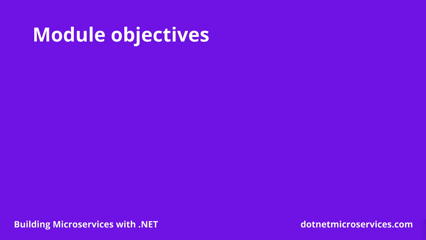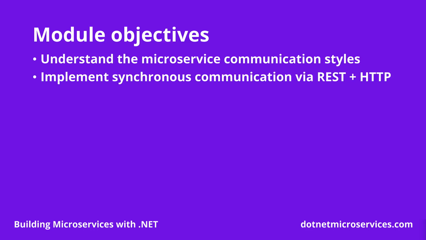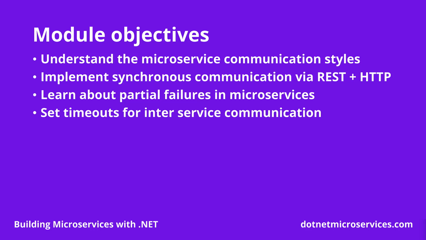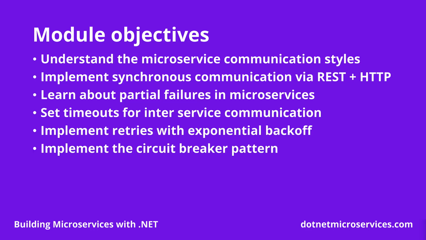By the end of this module, you will have a solid understanding of the following: the different microservice communication styles, how to implement synchronous communication between two services via REST and the HTTP protocol, what kind of partial failures could impact your microservices and why you should design for them, how to set timeouts to fail fast when doing inter-service communication, what is and how to implement the retries with exponential backoff technique, and when to use and how to implement the circuit breaker pattern.